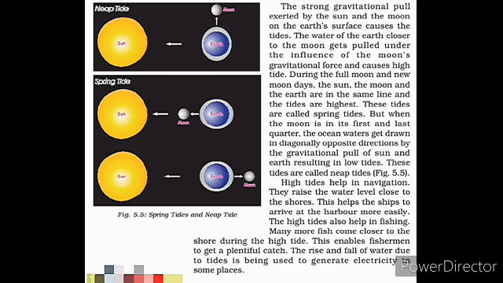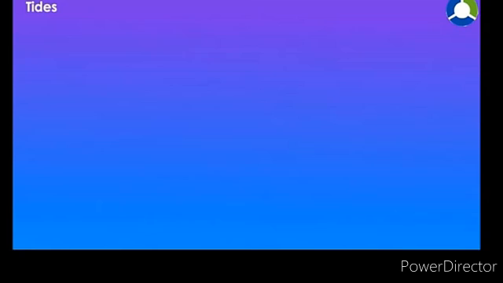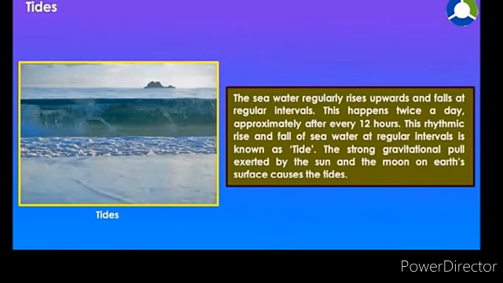Okay, now we will try to understand this topic in a better way. So let's start it. Tides. The seawater regularly rises upward and falls at regular intervals. This happens twice a day, approximately after every 12 hours. This rhythmic rise and fall of seawater at regular intervals is known as tide.